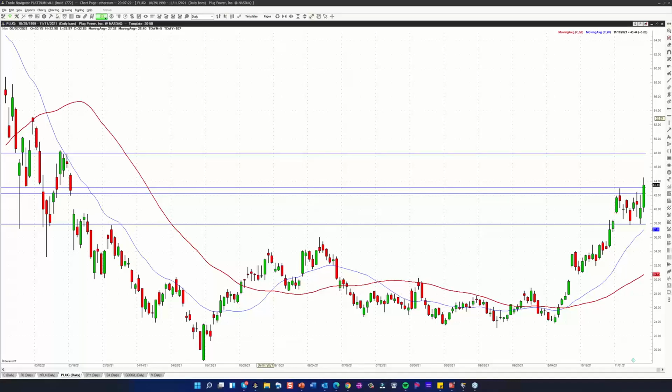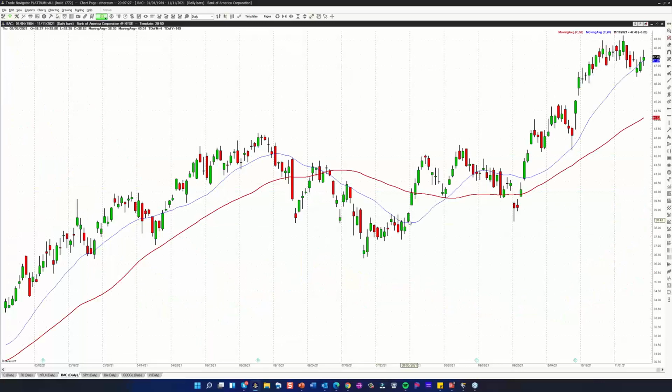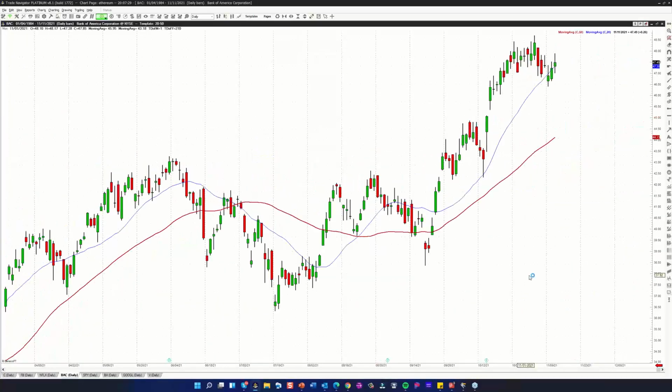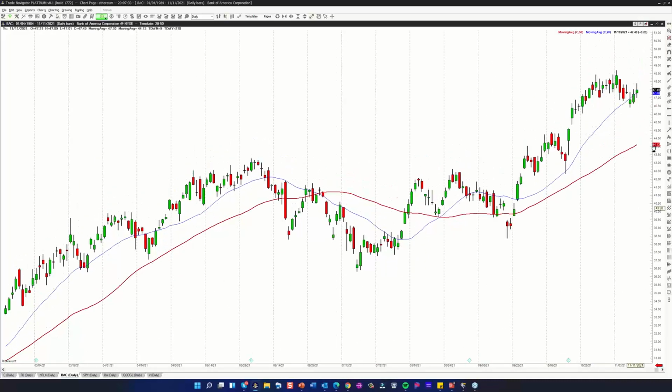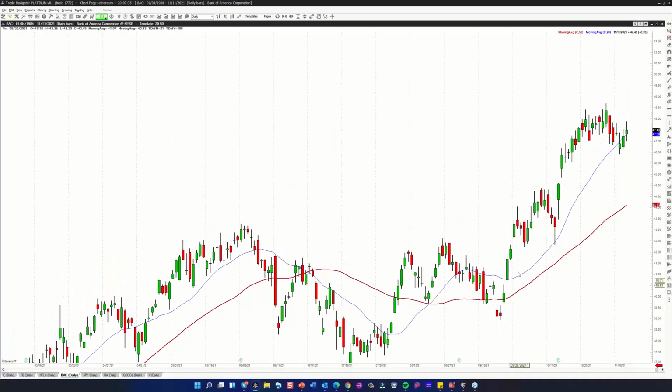Okay, we'll look at Bank of America. I'm going to expand it a little bit to make it a little easier to see. Let me just drag it down here.